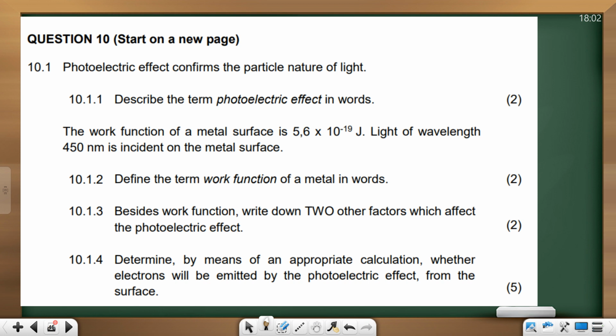Okay, I'm going to do that graph thing again. Determine by means of a calculation whether electrons will be emitted. If you don't know what to do here, calculate kinetic energy. How would you know photoelectric effect is not emitted? When kinetic energy is negative. We spoke about that. Is that okay?